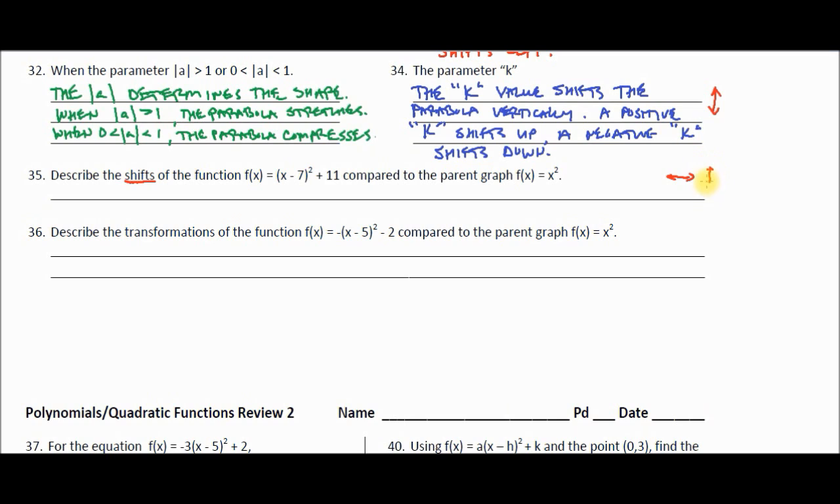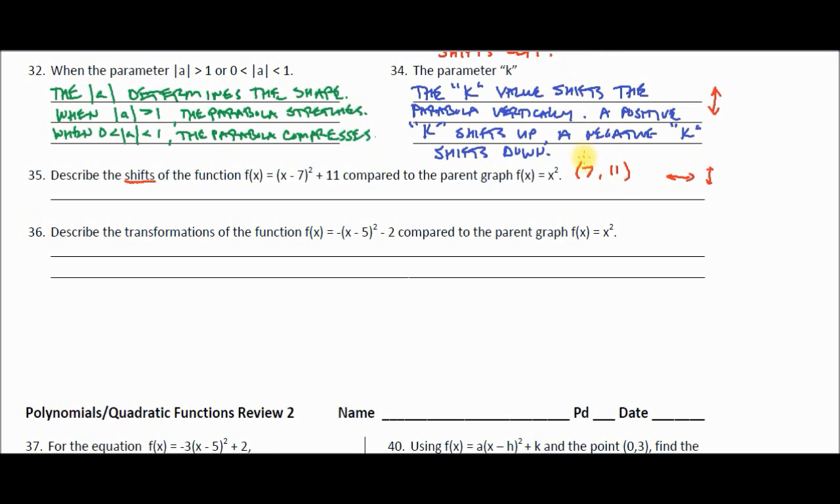moving up and down. Well, we just determined from the previous question that the H value determines horizontal shift, left and right shift, and the K value determines vertical shift. So all we got to do is identify H and K and we're home free. Well, the H value of this equation is positive 7. Remember, positive 7, because we pull that value out, the sign flips. So H is positive 7, K is positive 11.